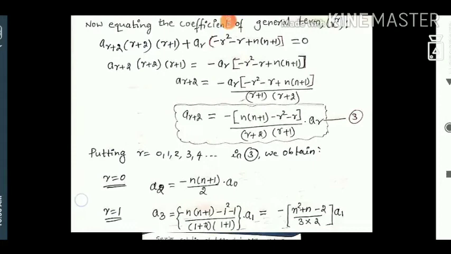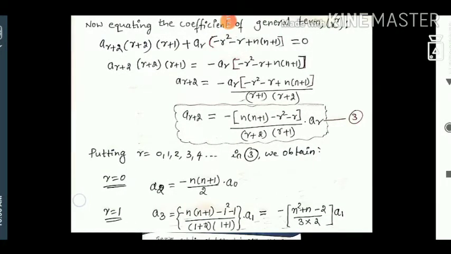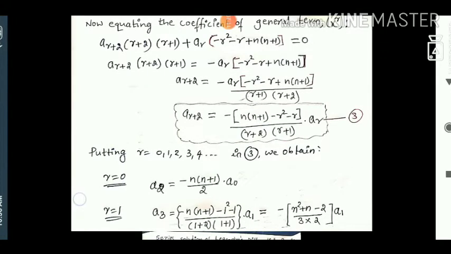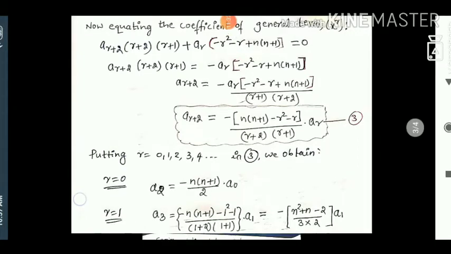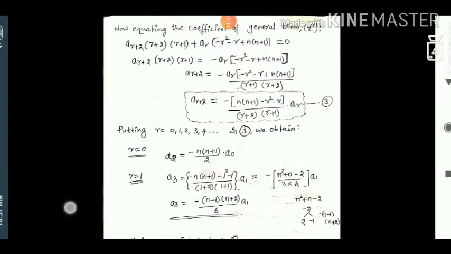In this equation number 3, we will get, what happens if you give r equal to 0? This is a 0 plus 2, that is a2, on the left side, and on the right side minus of n into n plus 1, minus r square minus r with r as 0, divided by 0 plus 2 will be 2, 0 plus 1 will be 1, so 2 into 1 will be 2. So a2 equals minus n into n plus 1 by 2 into a0, because r is 0. Similarly, if you put r equal to 1, what do we get?